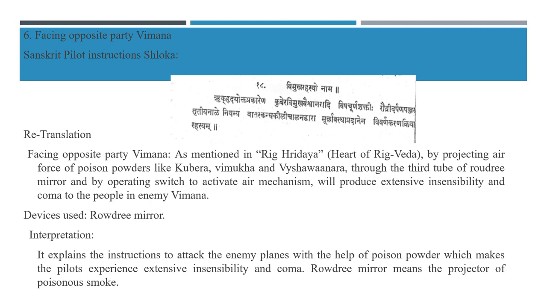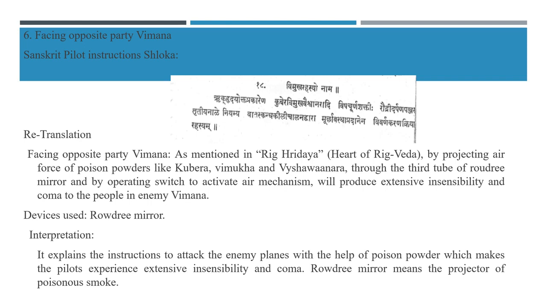So there are other descriptions from Vaimanika Shastra. This is again something related to the topic and interesting. Facing the opposite party's Vimana, or facing something outside the existing aircraft which we are in. So, the retranslation when we translate this shloka in the picture: facing the opposite party's Vimana, as mentioned in Rig Hridaya, meaning heart of Rig Veda, by projecting air force of poison powders like Kubera, Vimuka, Vaishwanara through the third tube of the Raudri mirror, and operating the switch to activate the air mechanism, will produce extensive insensibility and coma to the people in the enemy Vimana.